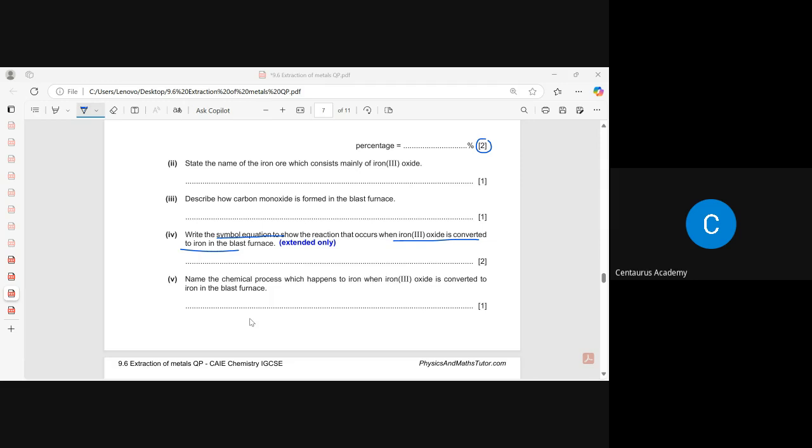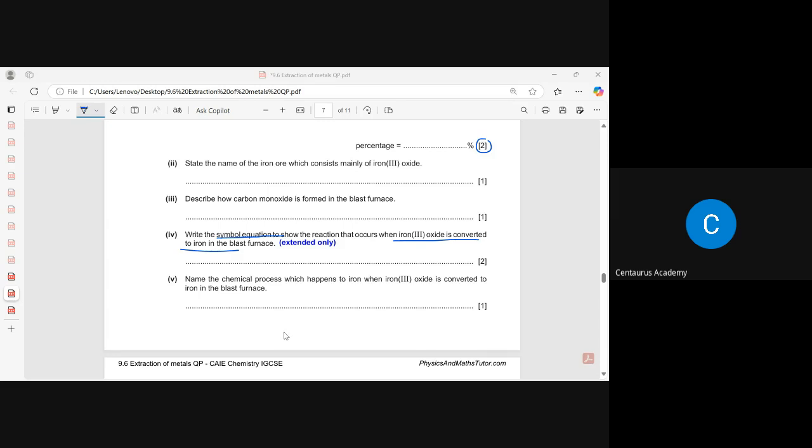And if the question says include state symbols, then you are required to add state symbols. If any candidate mentions state symbols when the examiner didn't ask for them, they will be completely ignored. And if you are mentioning state symbols, make sure they are correct. State symbols do carry 1 mark if the examiner asks for them.